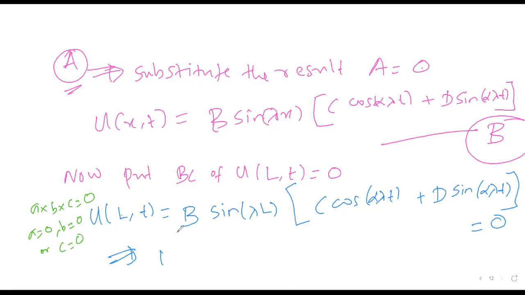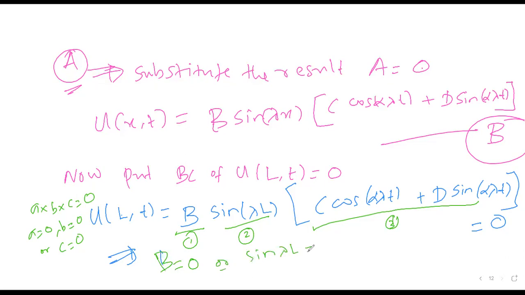This is one of the variables. This is one of the variables. This entirely I'm going to take as one other variable. This is the third one, second one, first one. So I may have the answer: maybe B is equal to 0, or sine lambda L maybe 0, or this term. Maybe you write this one is equal to 0. Okay, so is that possible? Likewise, I took A is equal to 0. Is it possible to have B is equal to 0?